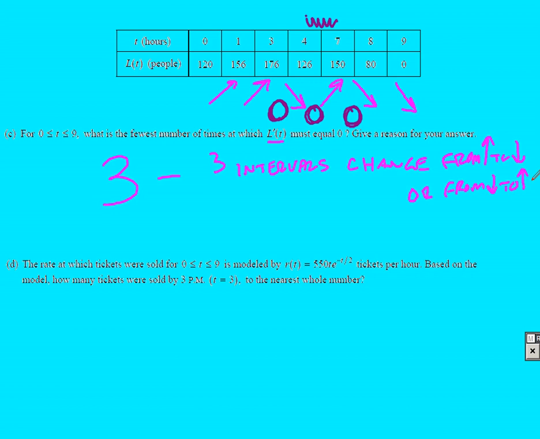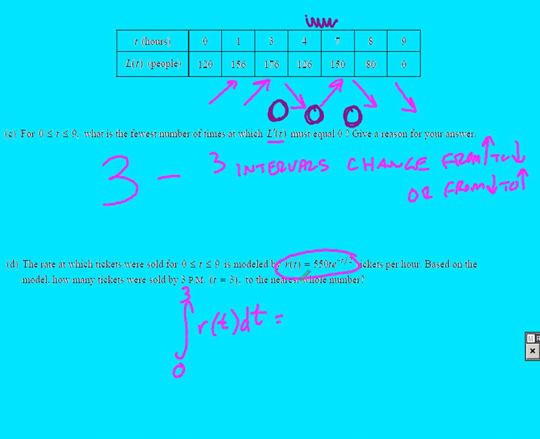And finally, this last part: the rate at which tickets were sold is given by this new equation. How many tickets were sold by 3 p.m.? Well, I'm given a rate. So to find a total number, I'm going to need to do an integral here. So an integral of R of t. And we want to know by 3 p.m. So that would be my total starting from 0, which was noon, to 3, which is 3 p.m. So now, the integral from 0 to 3 of R of t dt.